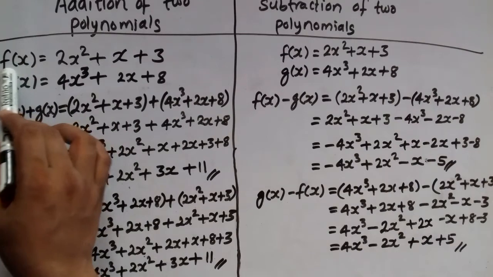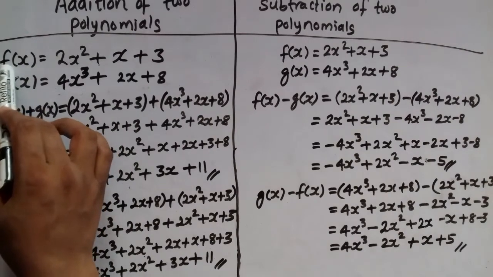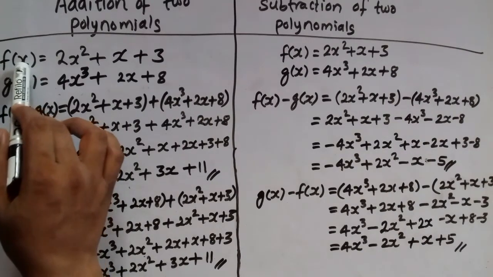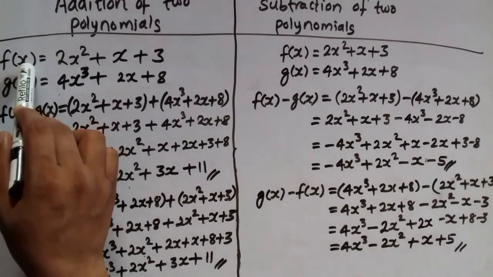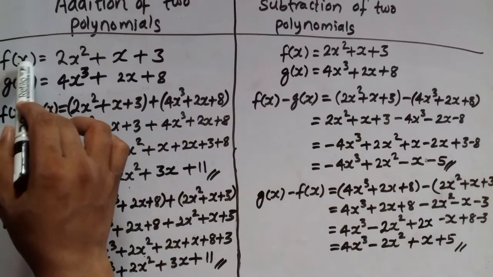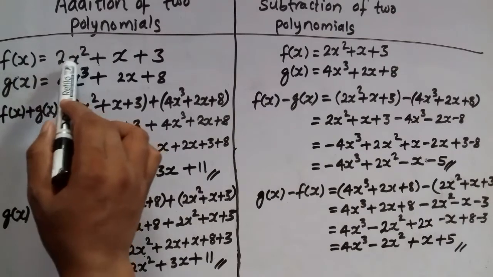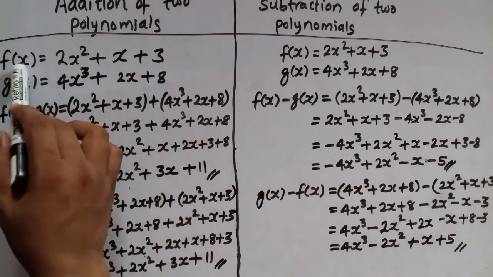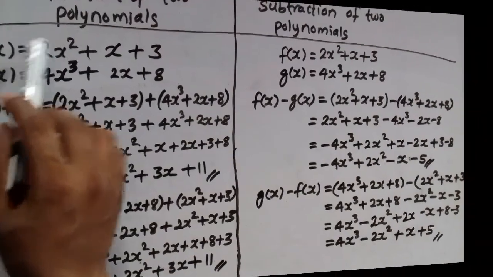Polynomials can be denoted by writing one letter and inside the bracket writing the variable. Here x is a variable, so inside the bracket x is written. If y was your variable, then here it should be y.